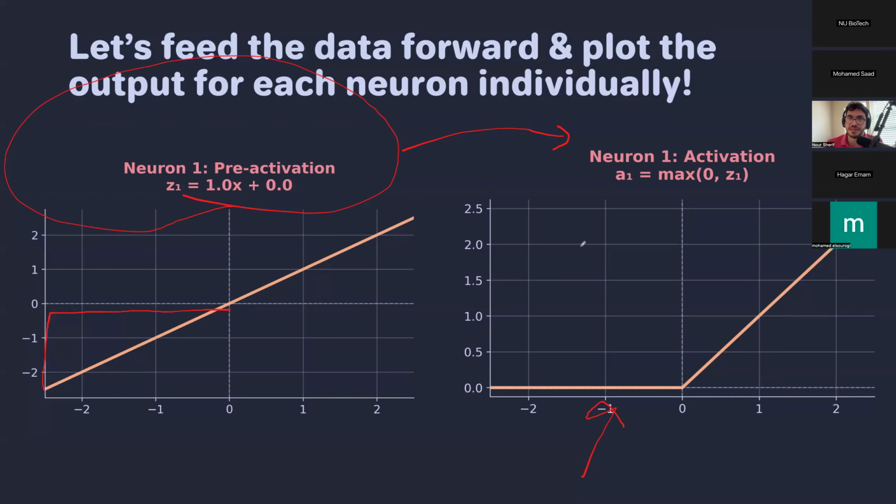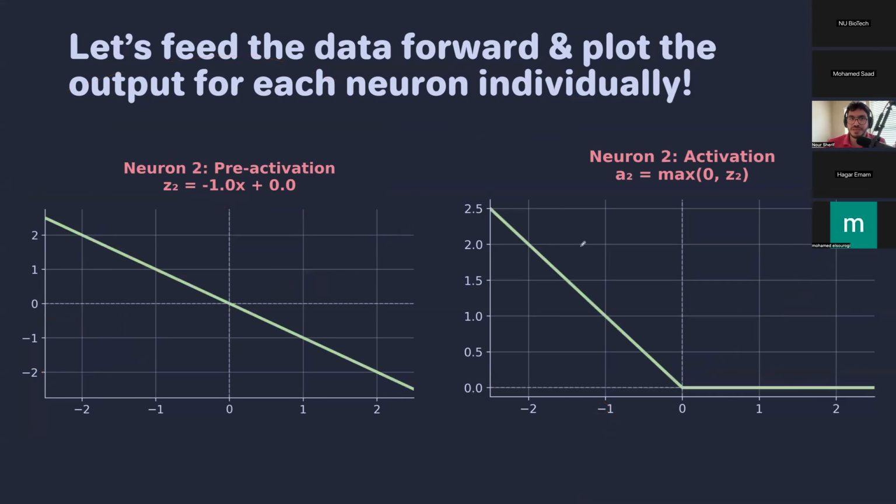So that's neuron number 1 in the hidden layer. If we do the same process for neuron number 2, the only difference is the weight that we're multiplying is -1. Again, we're taking the same x values. Every x gets multiplied by -1, and then we add a bias of 0.